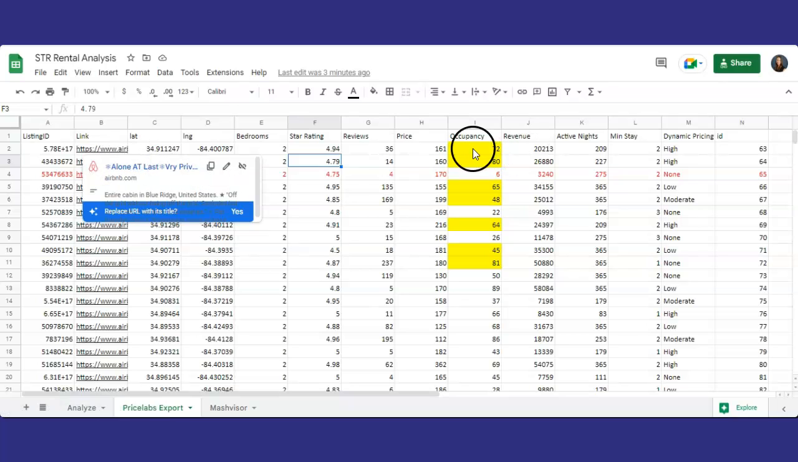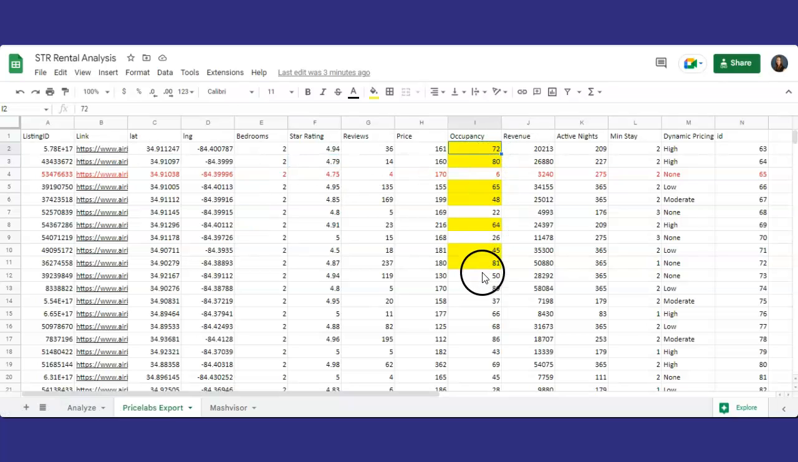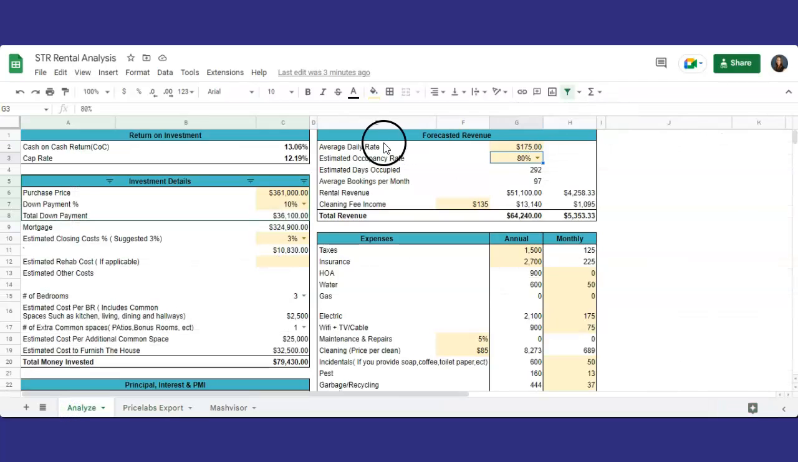and it actually exports with the links. And then you also get occupancy rate, you get your nightly rate, and so what you do is you kind of use this to come up with your average daily rate based on the number of listings that are similar to yours. I selected 175, and then on here your occupancy rate, I think it's more or less 75%.